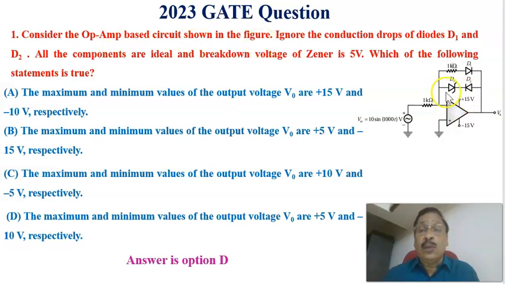the figure. This is the op-amp based circuit. Ignore the conduction drops of the diodes D1 and D2. All the components are ideal, and the breakdown voltage of the zener is 5 volts, Vz equal to 5 volts. Which of the following statements is true?